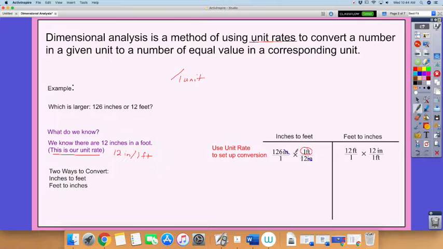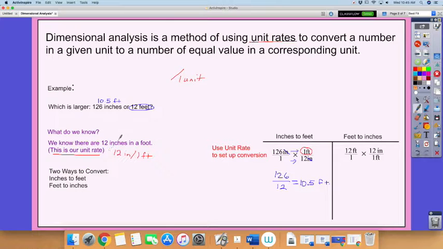Once we have this converted, remember when we multiply fractions, we multiply straight across. So that gives us 126 over 12. And if we go ahead and divide that, 126 divided by 12 gives us 10.5. And the only unit we have left is feet. So now if I compare, I know that this is 10.5 feet compared to 12 feet. So I know 12 feet is larger.